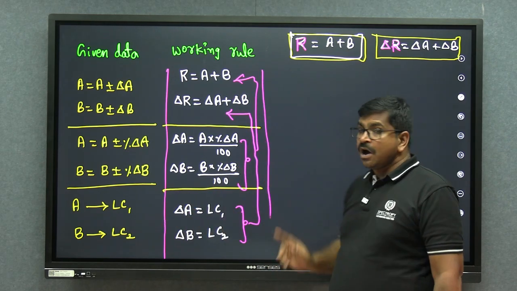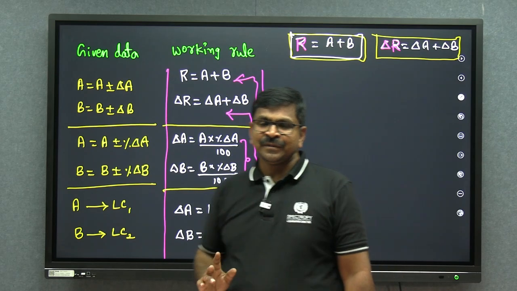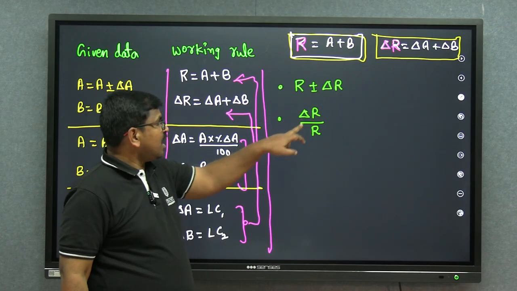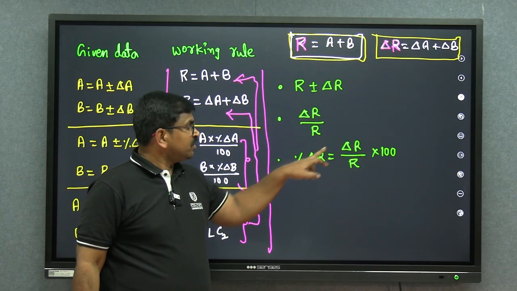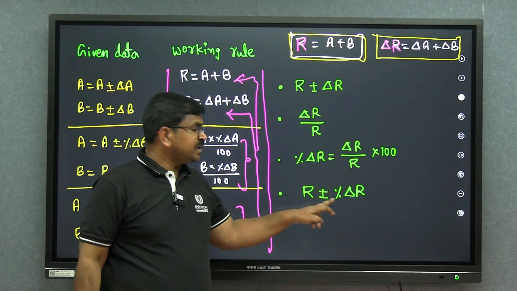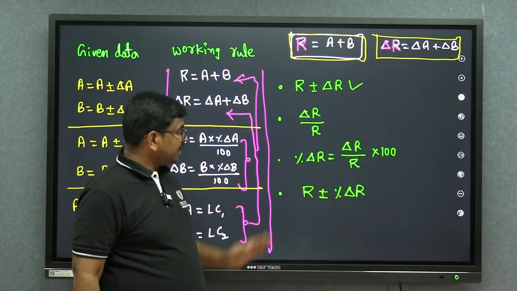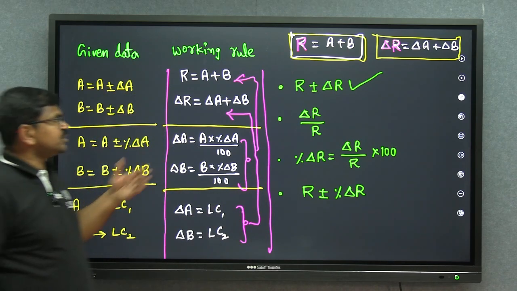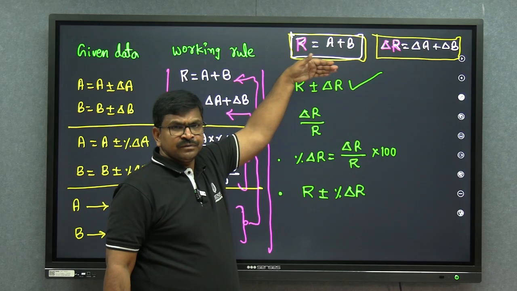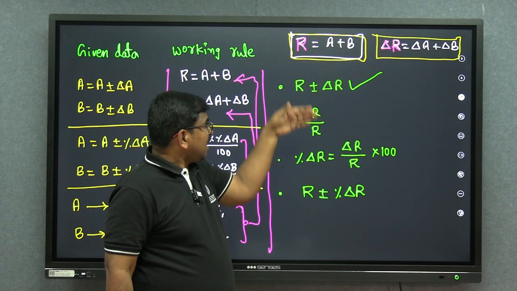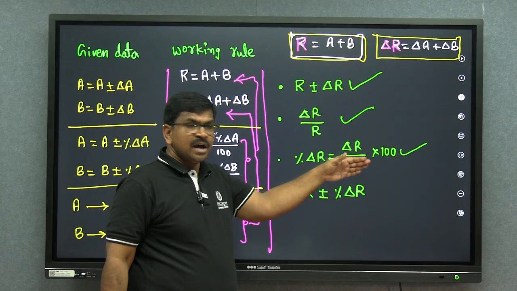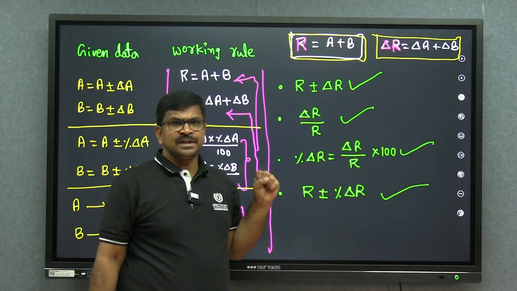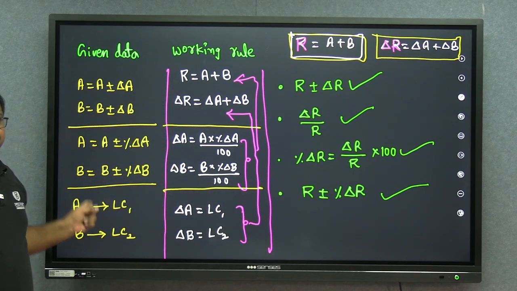And after this, I'll observe the options. So in the options, you may be given any of these ways: R plus or minus delta R, delta R by R, and percentage delta R equal to delta R by R into 100, R plus or minus percentage delta R. So whatever the way, you have to process all these things. So the question may be a representation in terms of the absolute error, or fraction error, or percentage error. So these are the four kinds of numericals possible with these three different kinds of given data.